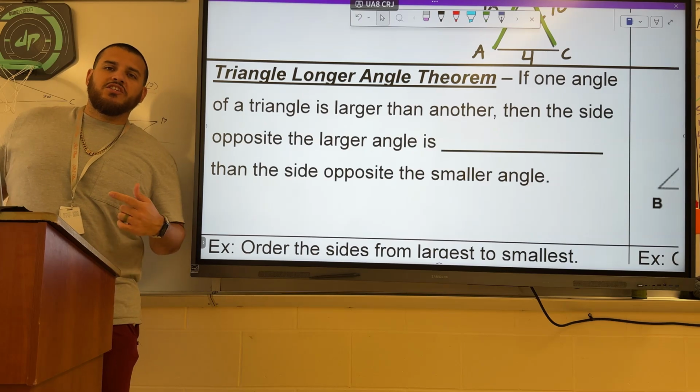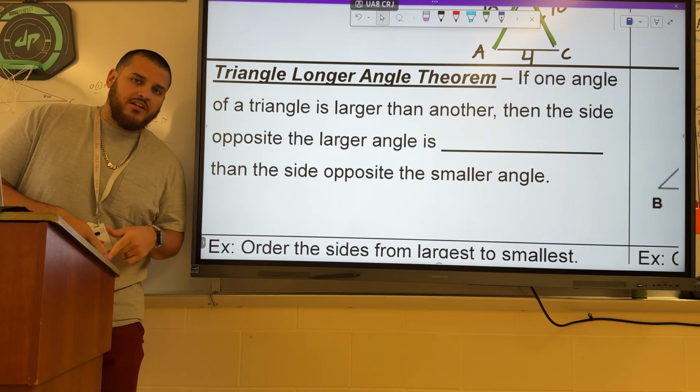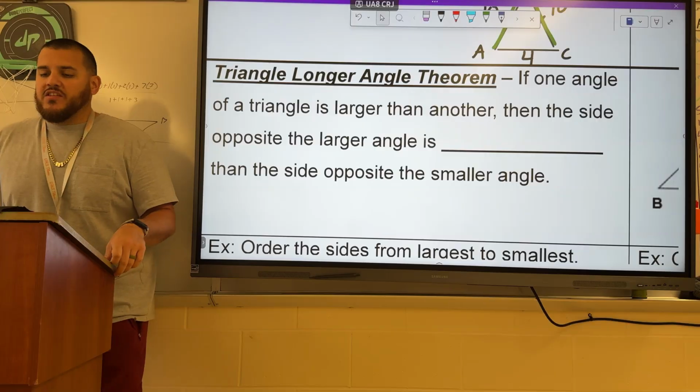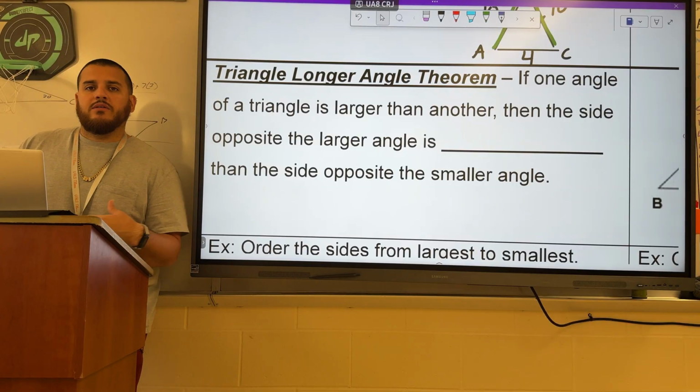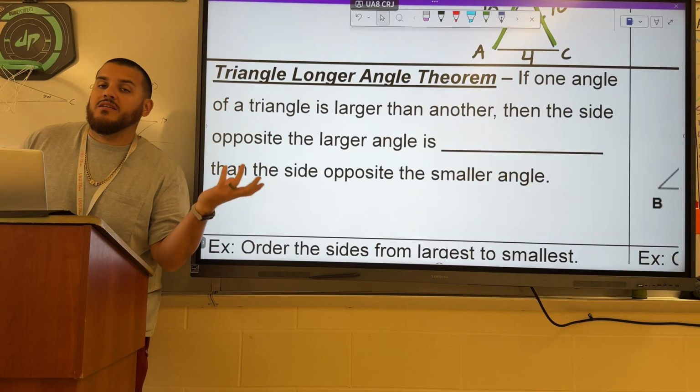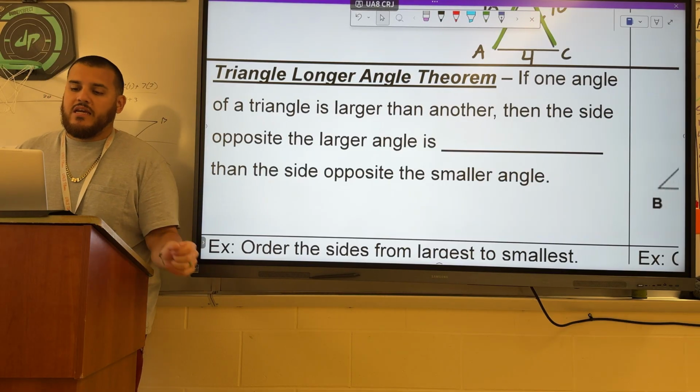We are now going to learn essentially the converse of the longer side theorem with our longer angle theorem. So now if we know the angle measures of a triangle, we can take our same knowledge that we've learned here to determine what our longest side would be or what our shortest side would be.